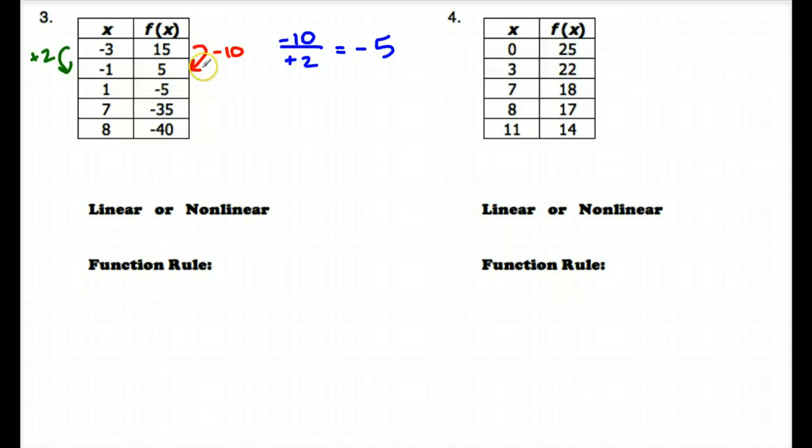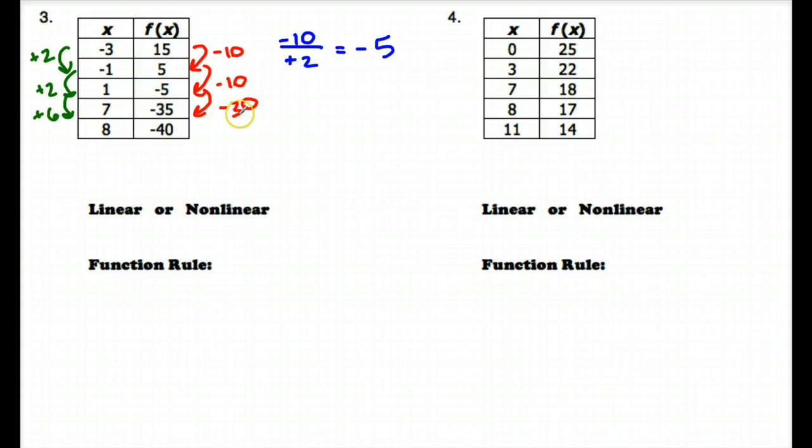That's my first change here, a -5. Next, I'm going from 5 to -5, so that's a change of -10. And then over here, I'm going from -1 to +1. That's a change of +2. Well, again, we have -10 over 2. That's also going to get us -5, so that works. Next, I'm going from -5 to -35, which is a change of -30. And then over here, we're going from 1 to 7, which would be a change of +6.